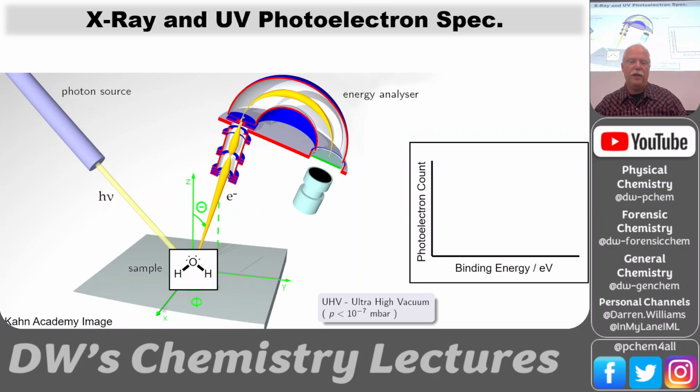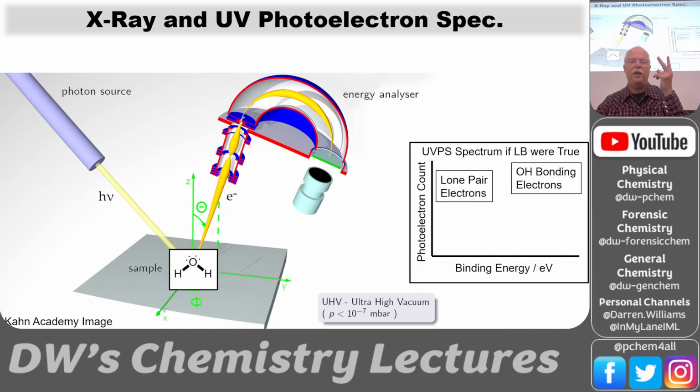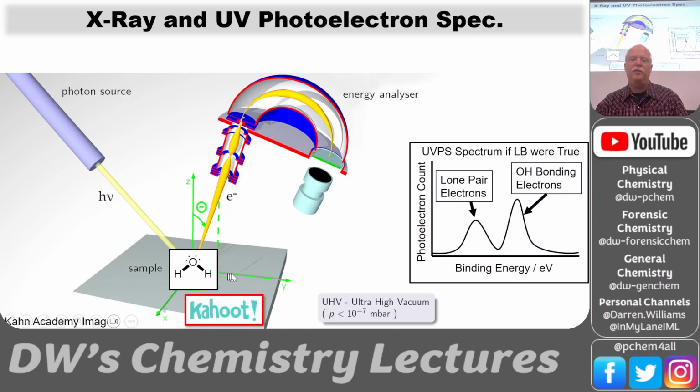If we put water there, how many peaks would we see? Well, we've got two types of electrons, and so we should see a lone pair peak and an OH bonding peak. So we should see two peaks if local bond theory was correct. Does everybody follow the logic, right? You got two types of electrons, they're going to be at different energies. A lone pair should be a different energy than a bonding pair. Okay, so that's it. That's that easy. And so let's take a Kahoot. Let's look at ammonia and a bunch of other molecules. And so let's go do that.